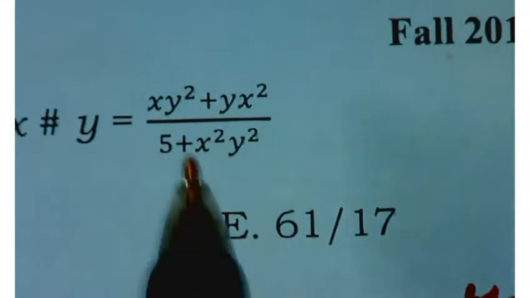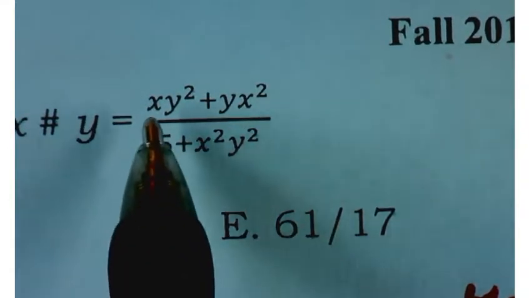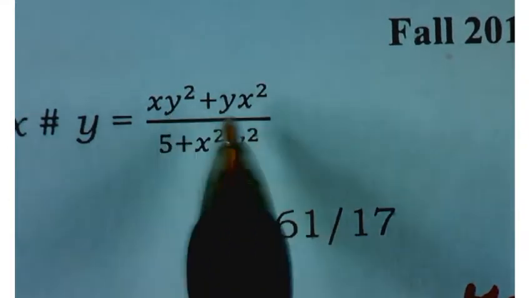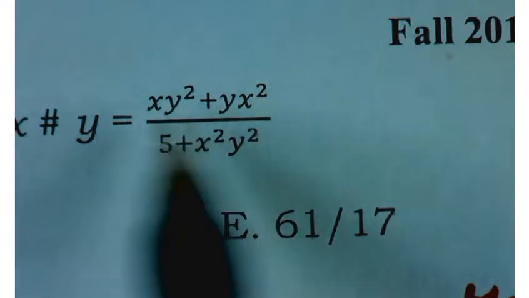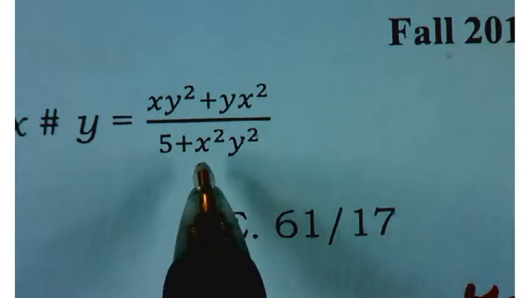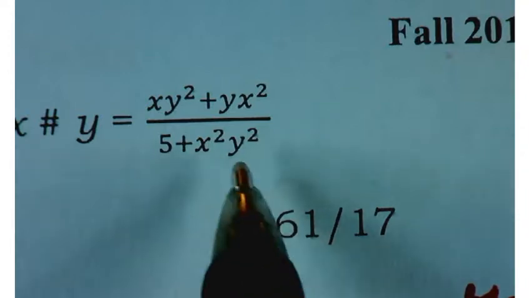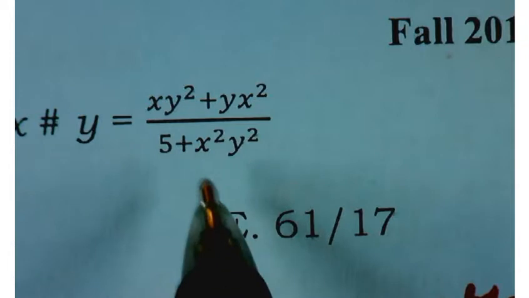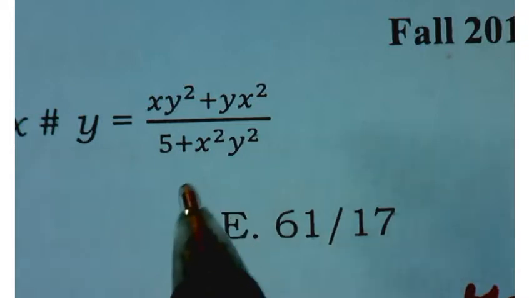If I interchanged x and y, well, let's see, I've got xy squared and yx squared. Essentially, those would be the same if I interchanged x and y. And down here, x squared, y squared, well, it doesn't matter what you square in what order, you're still going to get the same thing. So it would be commutative.